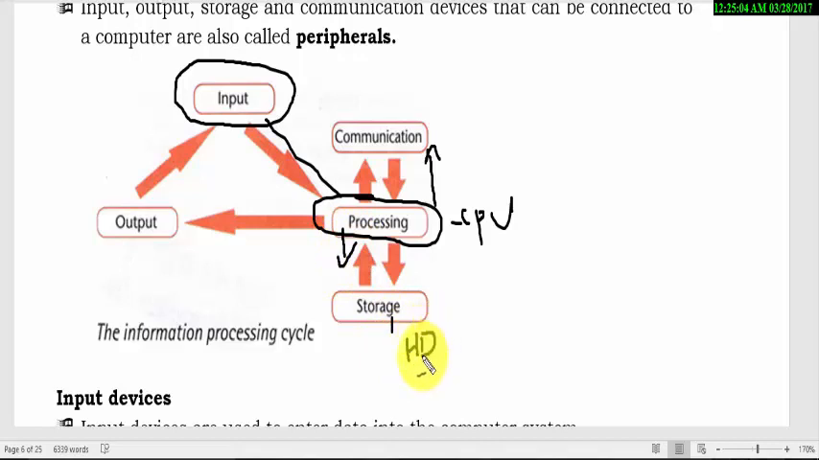Please, student, pause this video and write those names which I was mentioning. Then what we are saying is that input means that you enter data into the computer, which is processed.